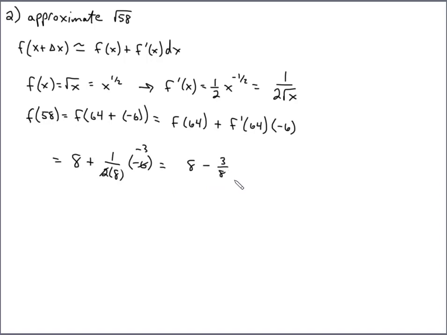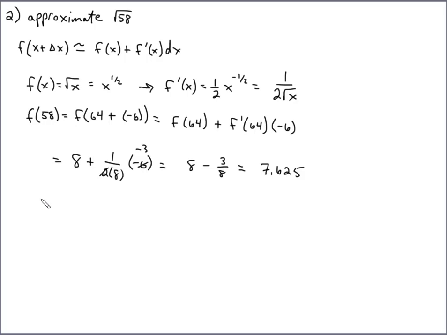And we're asked to approximate this, so let's do that. So 8 minus 3 over 8. And we want to approximate this to 4 decimal places, what it says on the worksheet. So this is going to be 7.625. Okay, and then we want to compare this to what the calculator tells us the square root of 58 is. And then we'll take the difference of that and round that to 4 decimal places.